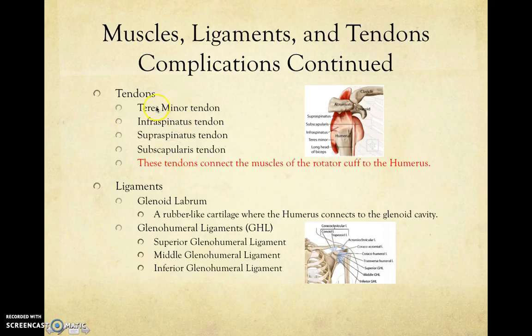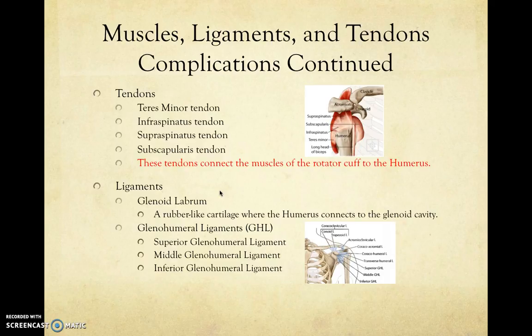So tendons. Some tendons that can be injured are all the tendons that connect the rotator cuff muscles to the actual humerus bone, and these are the same. The teres minor tendon, the infraspinatus tendon, the supraspinatus tendon, and the subscapularis tendon. Sorry for my pronunciation.